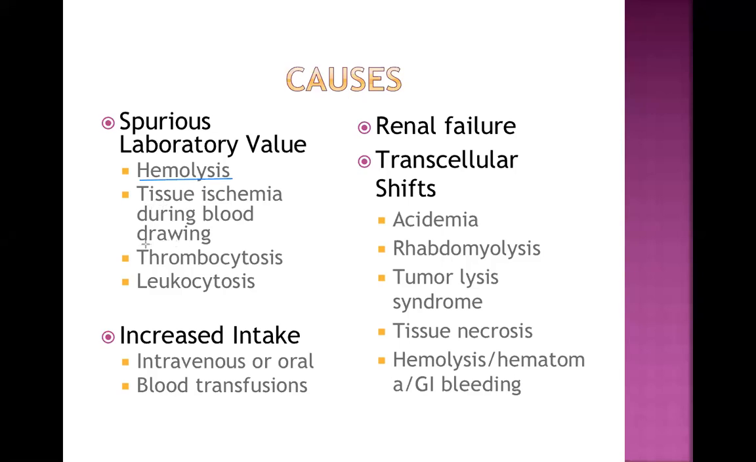Tissue ischemia during blood drawing. If you have put a tight tourniquet and then take the blood out, that is another cause of spurious lab value. I already told you in the beginning of this topic, whenever ischemia occurs, there would be damage to the cell membrane, and again potassium may be leaked outside. Thrombocytosis and leukocytosis are some other causes. Again, there would be leakage of the potassium from these different cells, and potassium may be falsely high in the lab value.